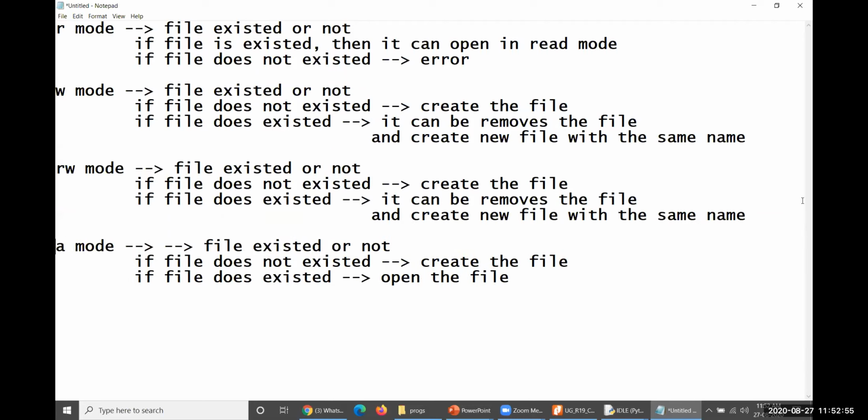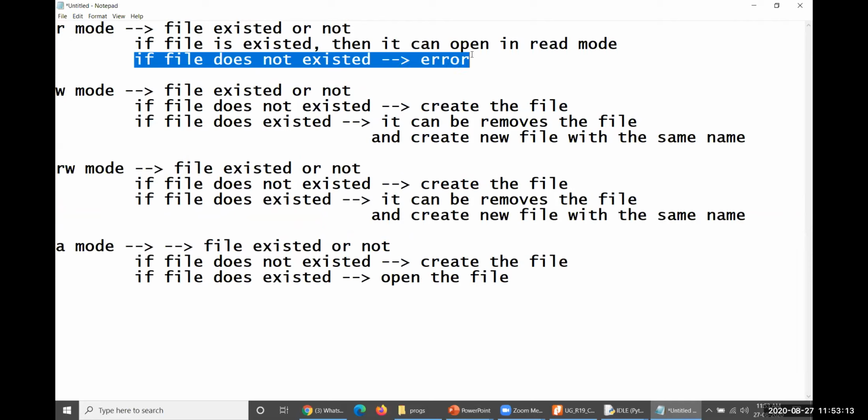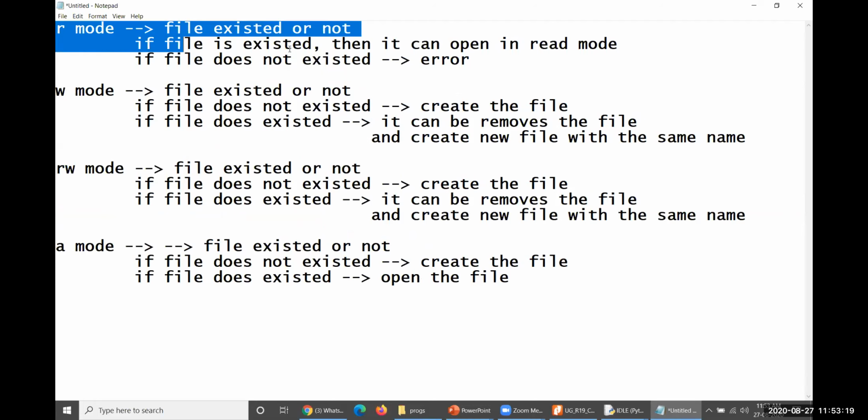Let me repeat one more time. In R mode, it is checking whether the file exists or not. If it exists, it can be opened in read mode and it is going to read the data from the file. That's all. It cannot do any other operation. If it does not exist, it provides an error. An error message will occur when the file does not exist. This is R mode.